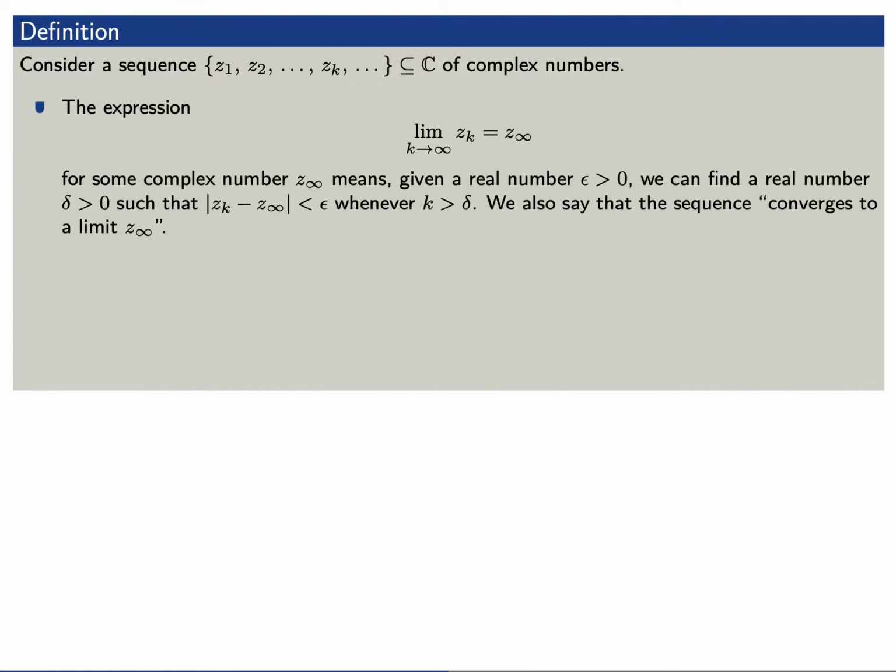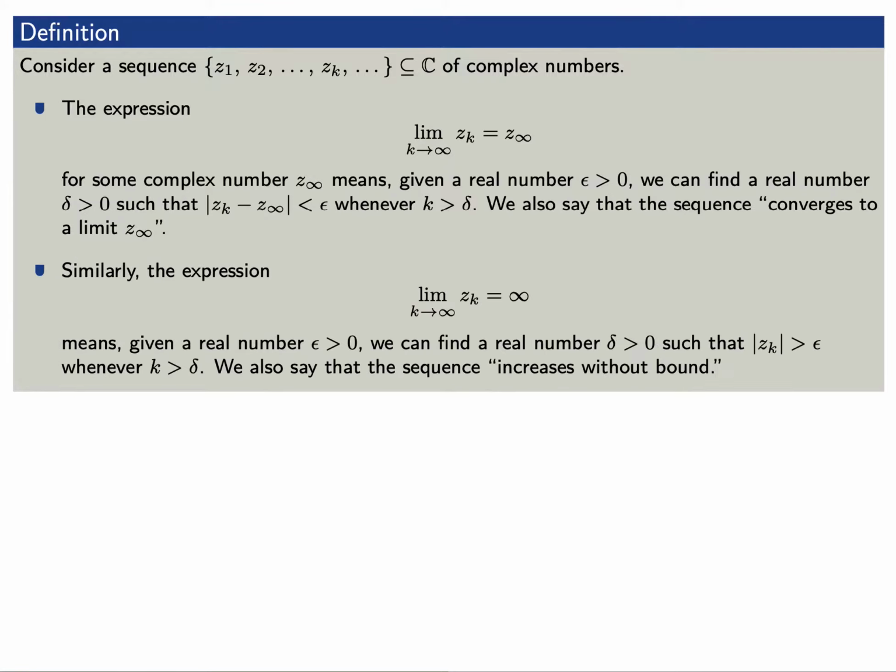Writing this expression here, the limit as k increases without bound of z sub k equals a complex number z sub infinity means the following. Given a real number epsilon that's positive, we can find a real number delta that's also positive, such that in absolute value, z sub k minus z sub infinity is less than epsilon whenever k is greater than delta. We'll also say that our sequence converges to a limit z sub infinity.